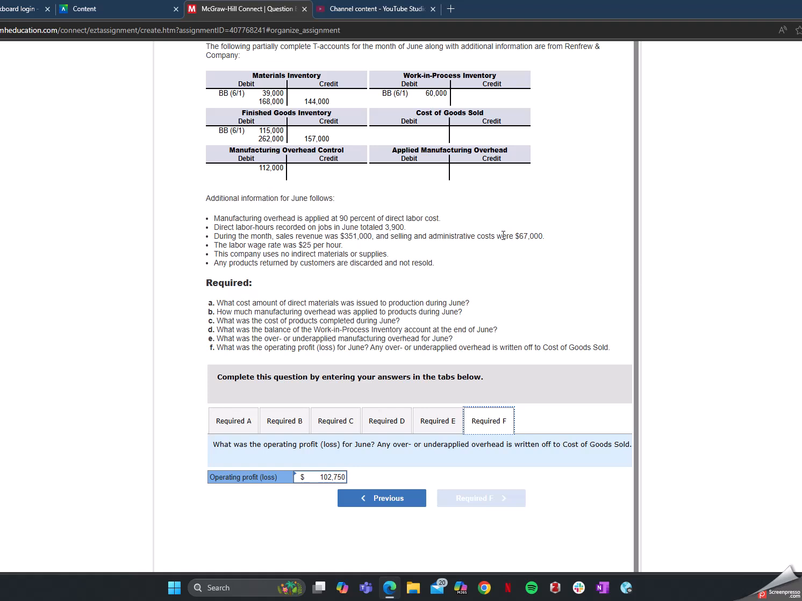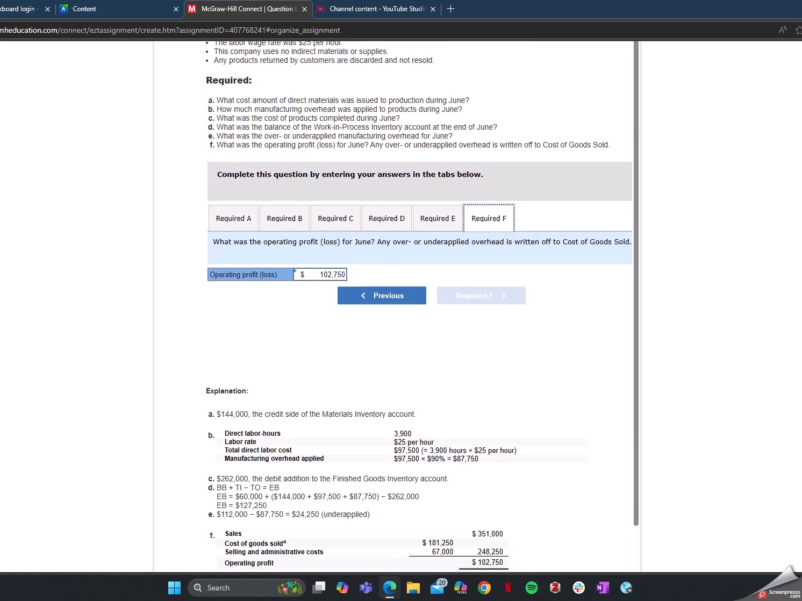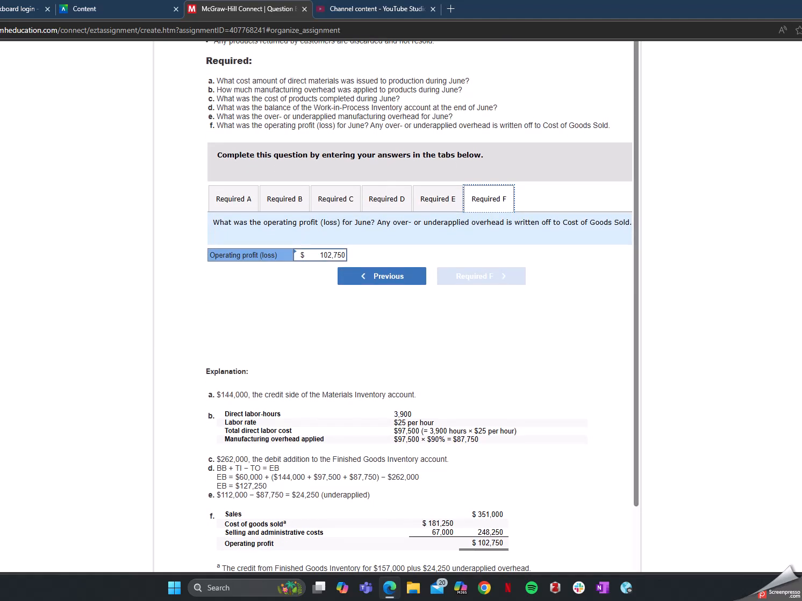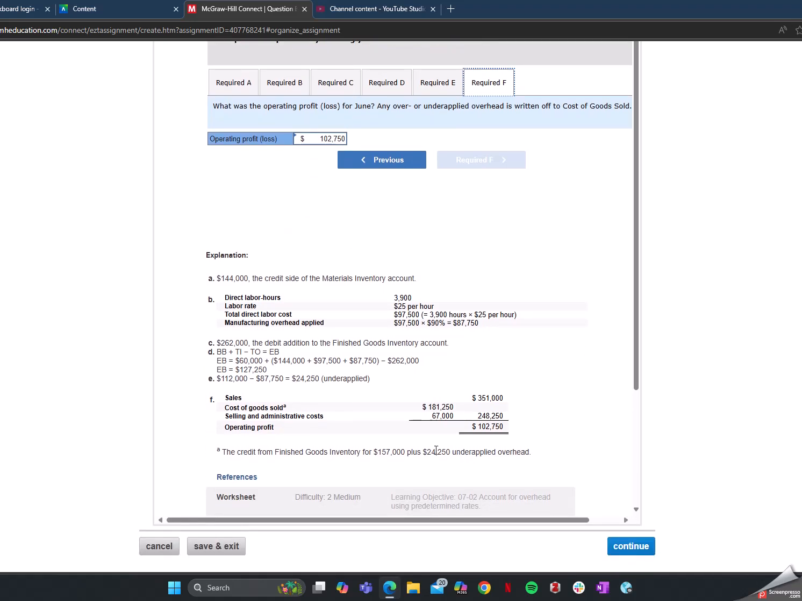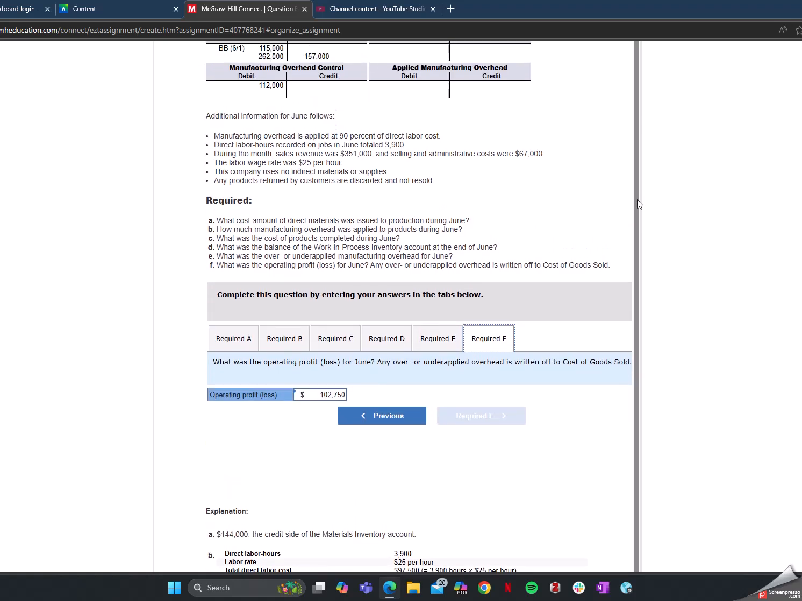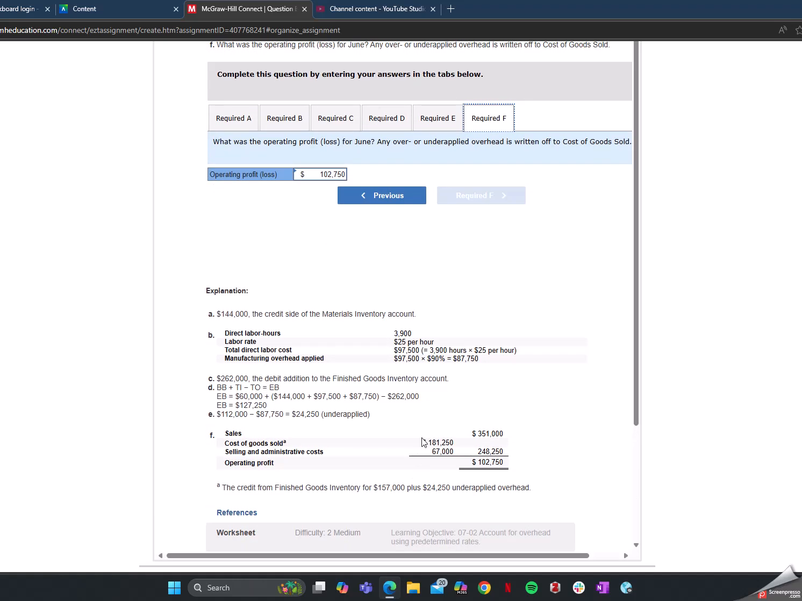And then we have our administrative costs and then I guess this is how we know the 157,000. If it came out of our finished goods inventory, it would go into our cost of goods sold. So then that 157,000 plus that under applied overhead is what went to cost of goods sold. All right, then our selling and administrative costs were also given to us, 67,000. So we subtract those out, and that leaves us with an operating profit of 102,750. Okay.